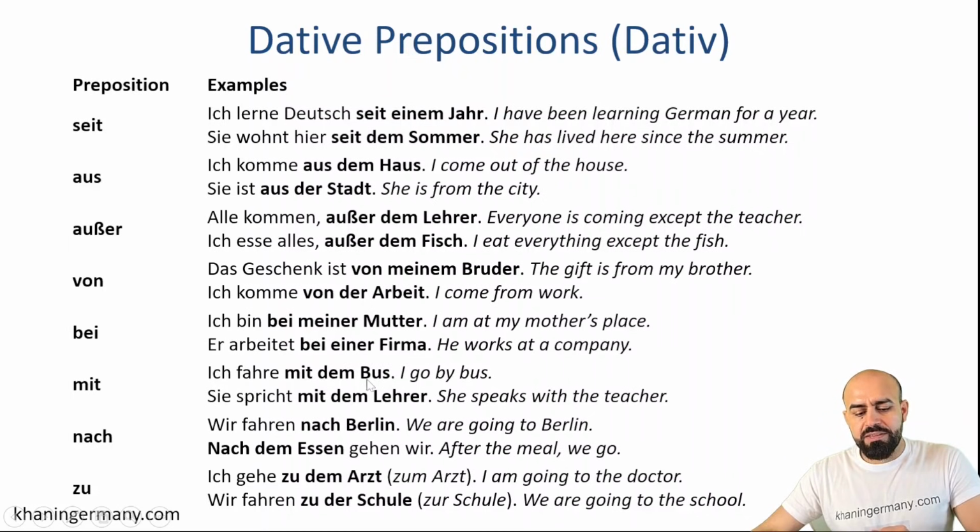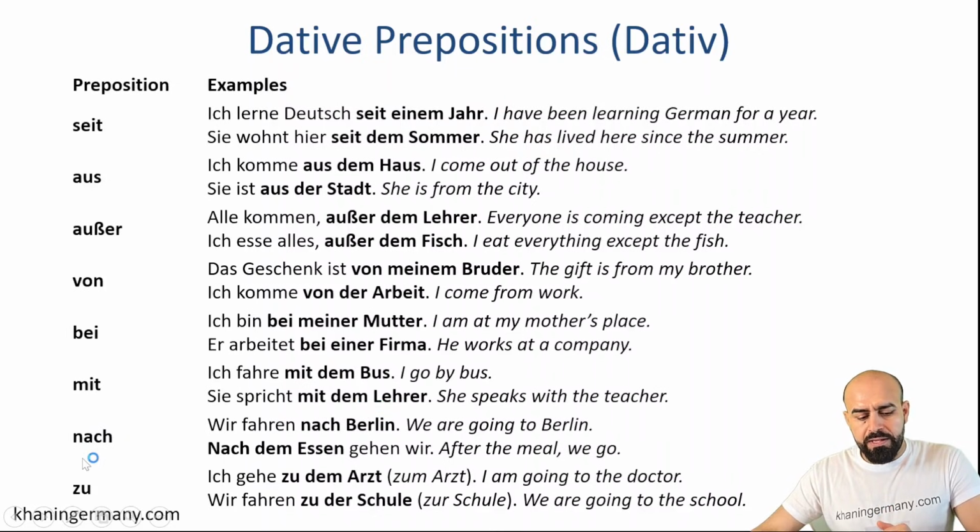Ich fahre mit dem Bus. Okay, der Bus will get converted to dem Bus in dative. Yeah? I go by bus. Sie spricht mit dem Lehrer. She speaks with the teacher. Der Lehrer, dem Lehrer. Okay, so after mit, der Lehrer will become dem Lehrer.